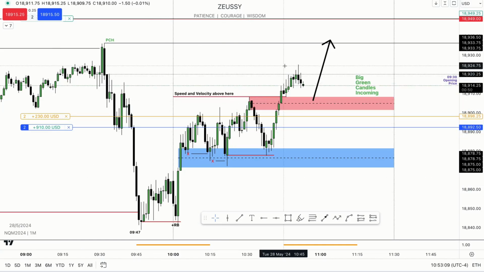We have now traded into a new range. Notice where the high comes in, by the way, at exactly 18,925. You love to see it, man. The precision sometimes is surreal, right?